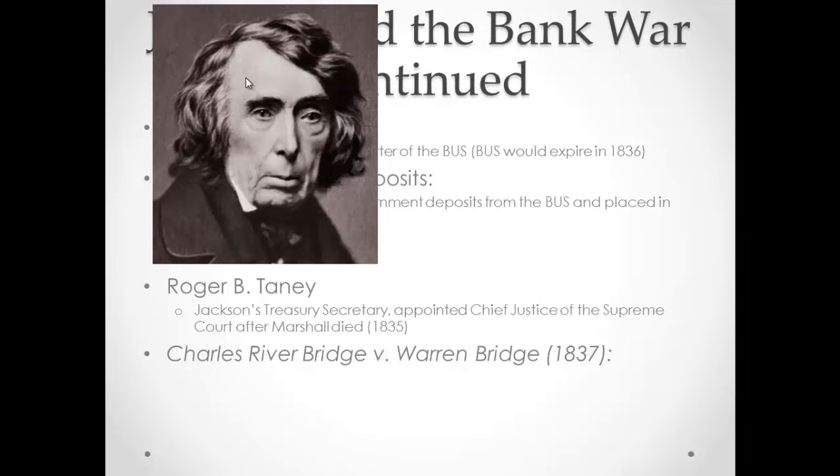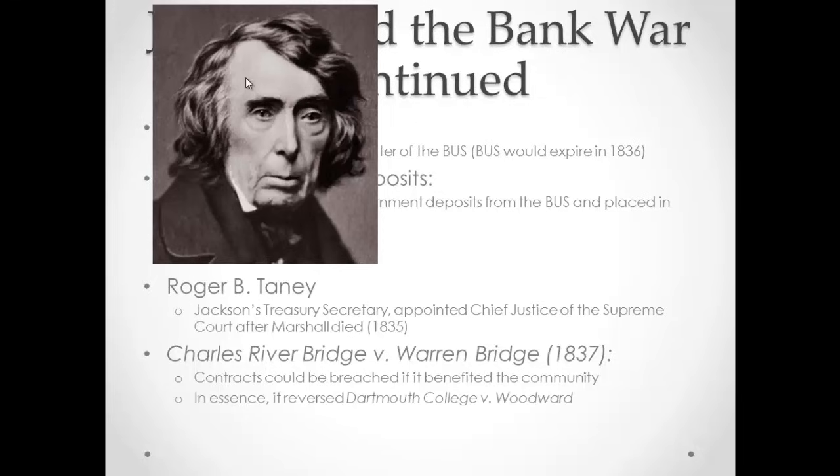In 1837, one of his first major cases, we have the Charles River Bridge versus the Warren Bridge. This was an issue with a monopoly in a contract. So we have the Dartmouth College case, which said that a contract cannot be overturned. Here, contracts can be overturned or breached if it benefited the community. So Roger B. Taney takes a much different view than John Marshall did under Dartmouth College versus Woodward.